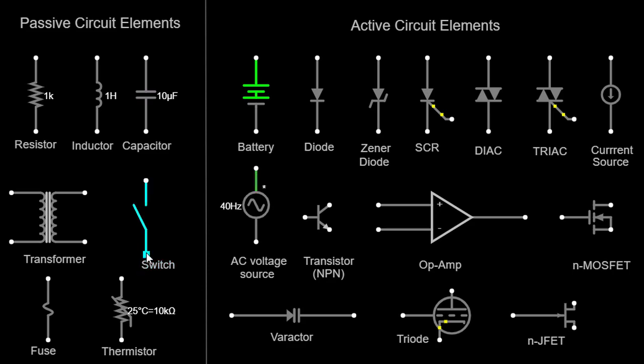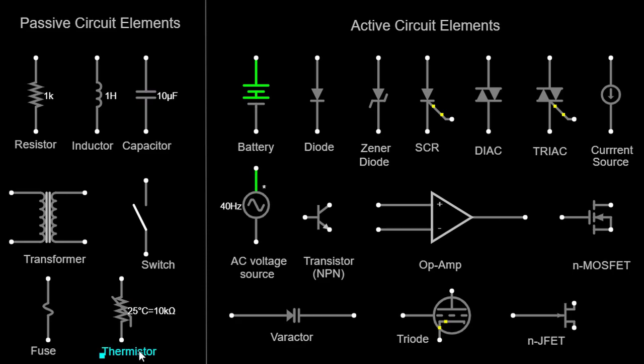Fuse. A fuse is a protective device used in electrical circuits to prevent damage from excessive current. It consists of a thin wire that melts and breaks the circuit when the current exceeds a certain threshold. Fuses are represented by a squiggly line in circuit diagrams.